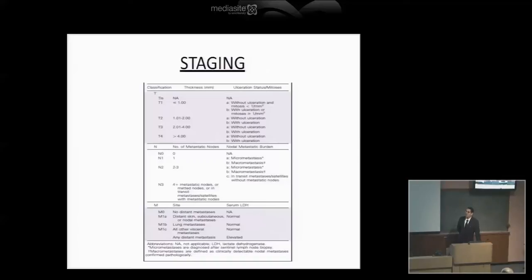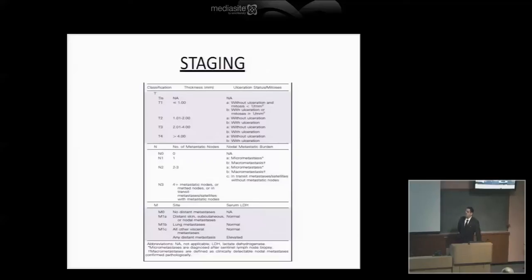The nodal status further is divided into A or B based on whether it is micro or macro metastases. The M is based on the metastatic spread, and even in that, the location of metastases has a prognostic importance and plays a role in staging, with M1A being skin, subcutaneous, or nodal metastases, M1B being lung metastases, and M1C being any other visceral or distant metastases.